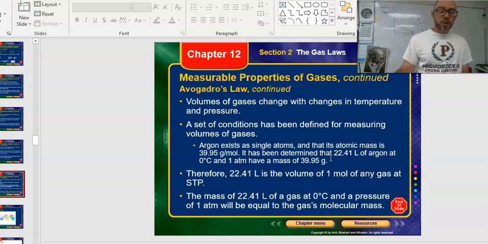One thing I want you to have memorized is this number right here: 22.41 liters of any gas at STP is 1 mole of that gas. Therefore, this is the most important sentence on this page. If we're at STP, which means 0 Celsius and 1 atmosphere, the mass of 22.41 liters of a gas, that's 1 mole of a gas, will be equal to the gas's molecular mass. Brilliant! Way to go, Avogadro! You are my hero.